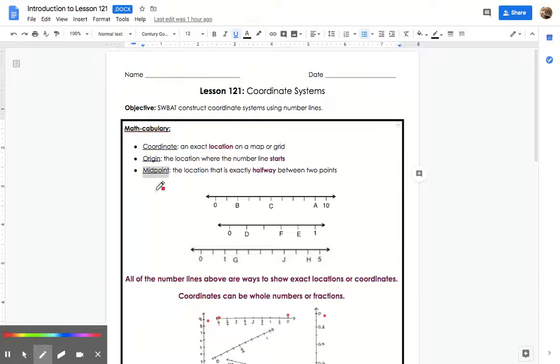If you think about what a midpoint means, a midpoint is a location that's exactly halfway between 2 points. So if you look on this first number line here, if it starts at 0 and ends at 10, that means the midpoint is at C, which is 5. So the midpoint is halfway between 2 points. If I wanted to find halfway between 0 and 2, that means halfway would be at 1 right there. So that's the midpoint. When it asks you questions about midpoints, pay attention to halfway between.